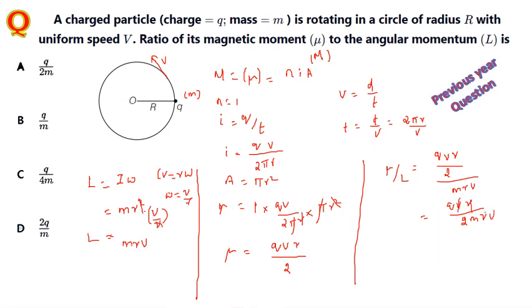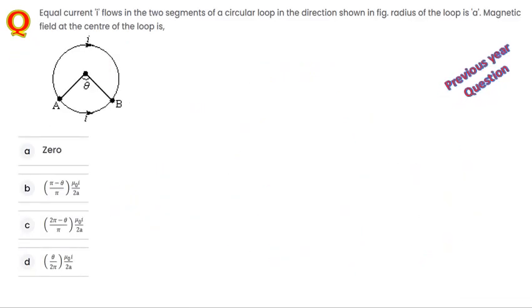So VR will be cancelled here. What you are going to have here is Q divided by M. Remember, this is about the ratio between the magnetic moment mu to the angular momentum L. So the answer in this case is one. This one is frequently asked in question papers like NEET and EAMCET.